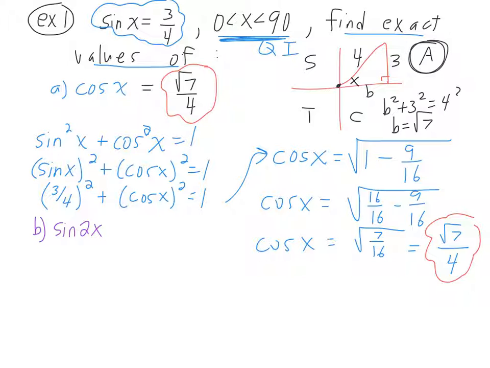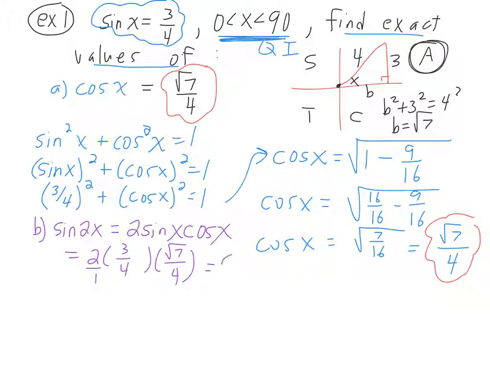Okay, suppose next we want to find the sine of 2x. Well, our formula is telling us that this is equal to 2 times the sine of x times the cosine of x. So now it's just a matter of substituting in. We know that the sine of x is 3 over 4, and the cosine of x is going to be replaced with radical 7 over 4. From here, we're just going to multiply straight across. You could think of this 2 as being over 1. So you're going to have 6 radical 7 over 16, or 3 radical 7 over 8.